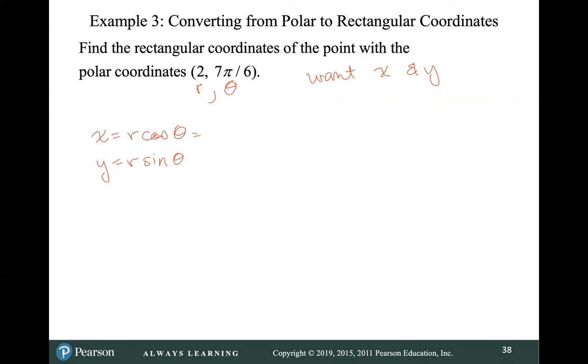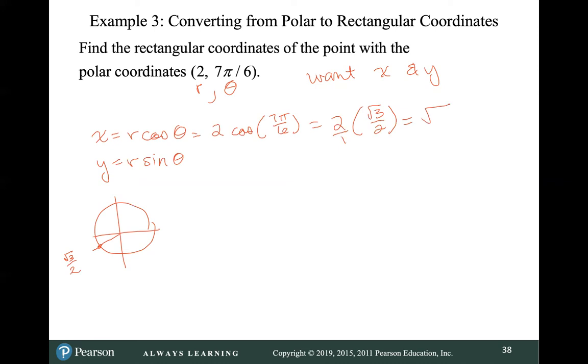So substituting our values, r is 2, theta is 7 pi over 6. That's 2 times cosine of 7 pi over 6. If I look at that on the unit circle, 7 pi over 6 is here. Cosine is square root of 3 over 2. Multiplying those across, I get the square root of 3. Do the same thing for y, 2 times sine of 7 pi over 6. Our y value here is 1/2. So I know this is 2 times 1/2, which is 1.